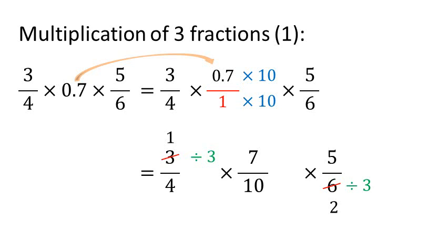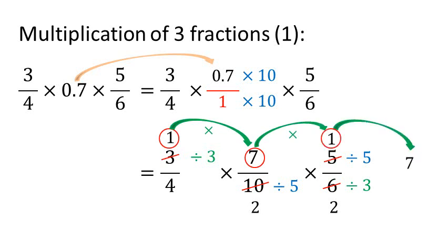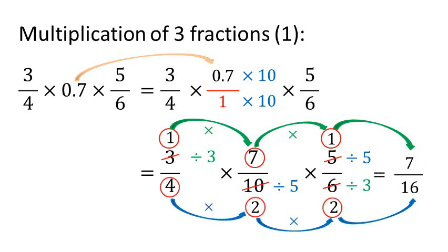And we see a numerator 5 and the denominator 10 have a common factor of 5. So you can divide 5 by 5, you get 1, and 10 divided by 5 to get 2. Now multiply the numerators. 1 times 7 times 1 to get 7, and the denominators 4 times 2 times 2 to get 16. So the final answer is 7 over 16.